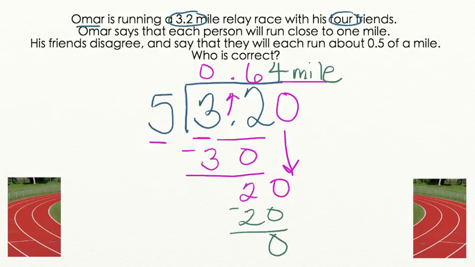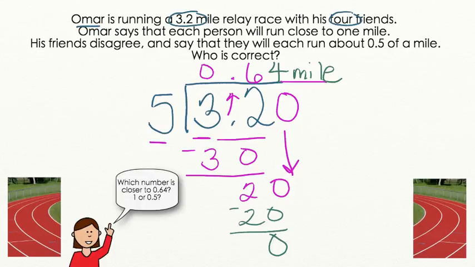But wait, we're not finished. Which number is closer to 64 hundredths? 1 whole or 5 tenths? Don't forget, we need to make sure that we're answering our problem. Well, 64 hundredths is closer to 5 tenths because it's about 1 tenth away, whereas it's about 3 to 4 tenths away from 1 whole. That means that Omar's friends are the ones that are correct because they estimated that each friend would run about 1/2 of a mile.